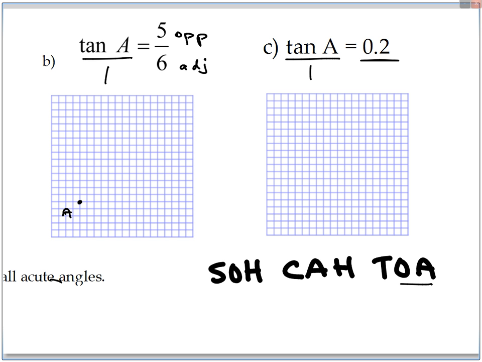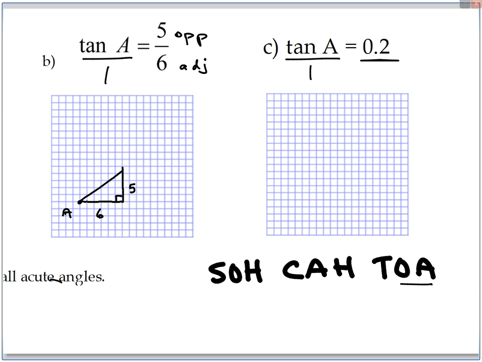Go 6 over. 1, 2, 3, 4, 5, 6. That's adjacent. Now go straight up, 5. 1, 2, 3, 4, 5. Connect that, make the right angle triangle. Okay.